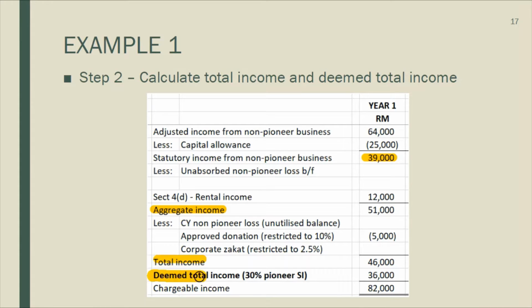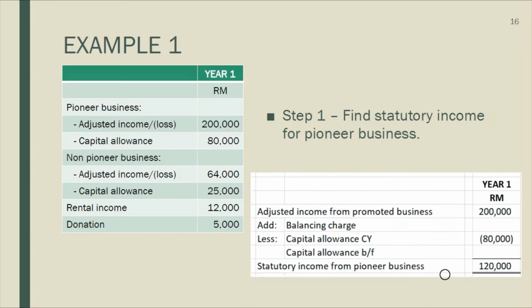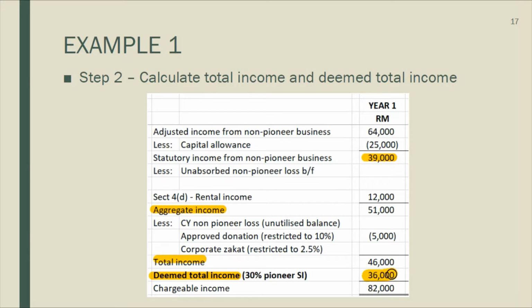46,000, and then you add deemed total income, which is 30% of statutory income. So your statutory income from pioneer business is 120,000, so 30% is 36,000, therefore chargeable income is 82,000.